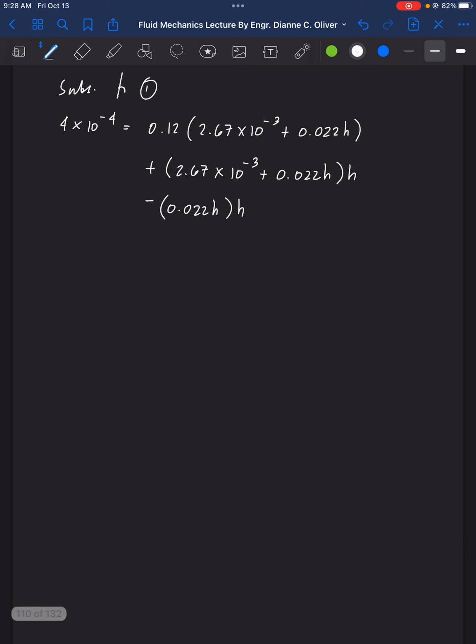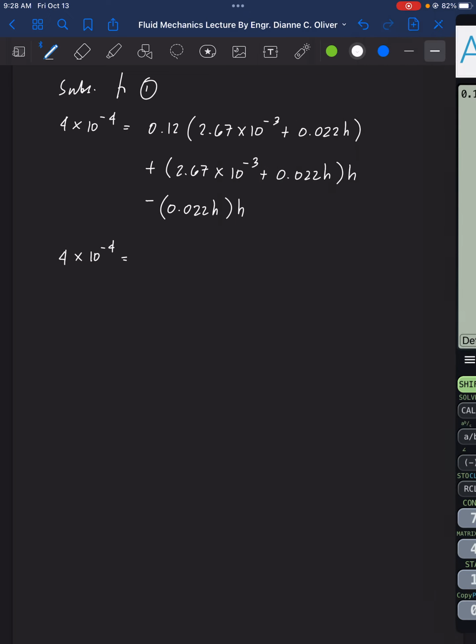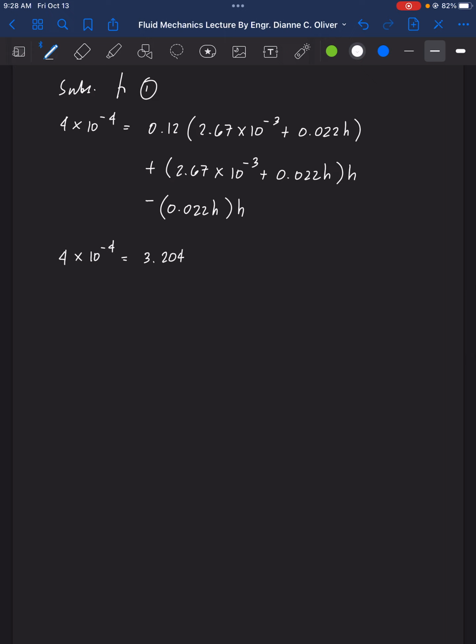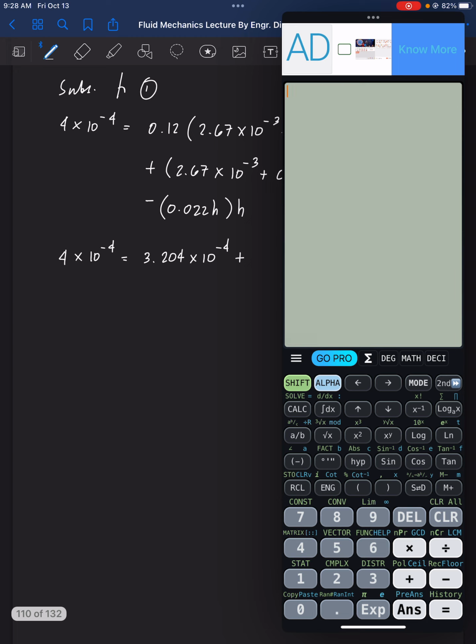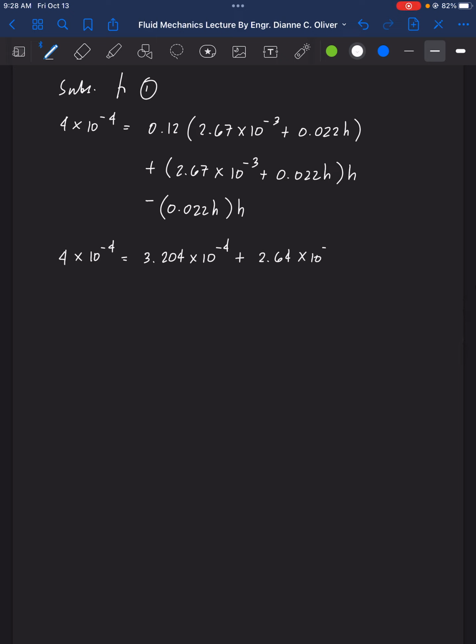So that will be 4 times 10 raised to negative 4 equals 0.12 times 2.67 times 10 raised to negative 3, that is 3.204 times 10 raised to negative 4, plus 0.12 times 0.022, 2.64 times 10 raised to negative 3 h, plus 2.67 times 10 raised to negative 3 h plus 0.022 h squared minus 0.022 h squared. So we will cancel these two here.